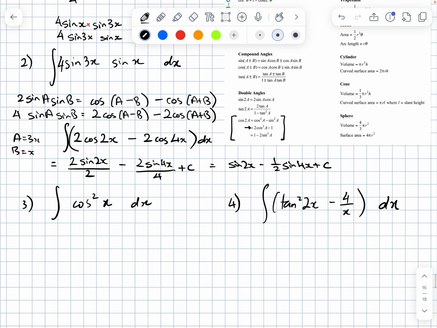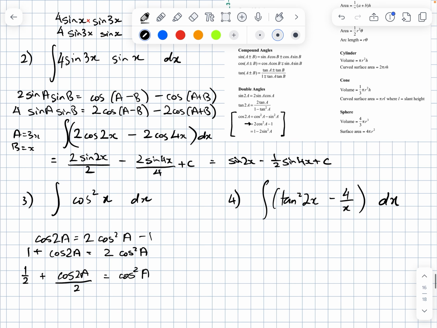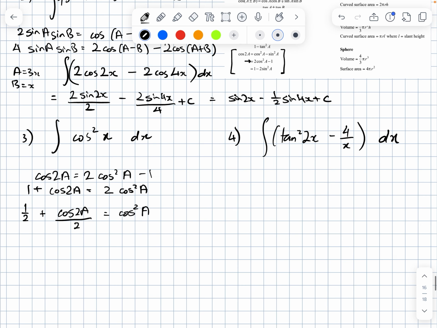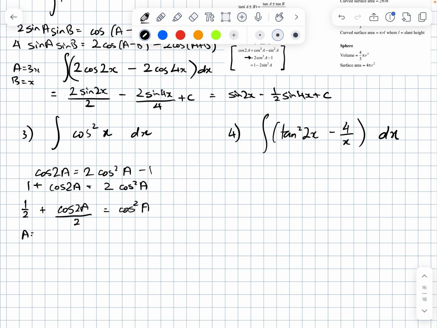So I'm going to rewrite that formula out. cos 2a equals 2 cos squared a minus 1. And I'm going to rewrite this for cos squared a. So add the 1: 1 plus cos 2a equals 2 cos squared a. Divide by 2, we get 1/2 plus cos 2a over 2 equals cos squared a. Comparing this to the original question, we wanted to integrate cos squared x, which means that a is equal to x. And so now I'm going to be integrating 1/2 plus cos 2x over 2.